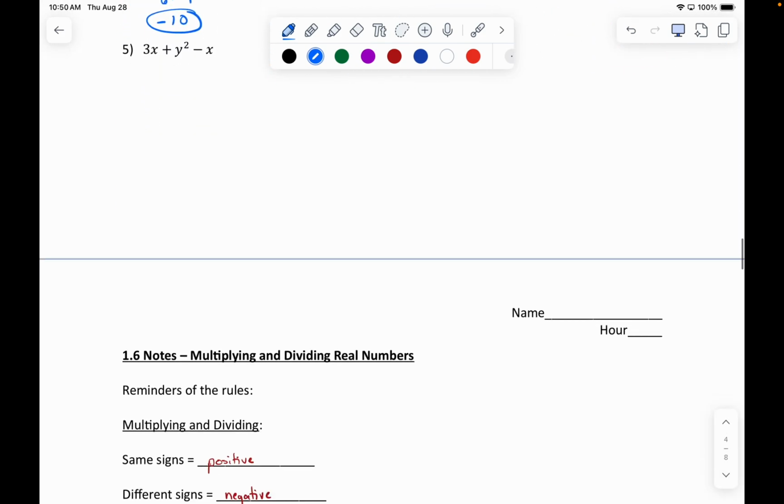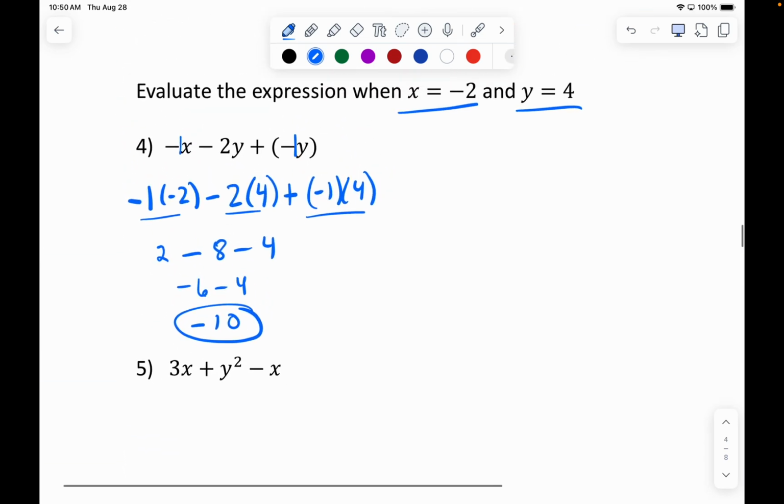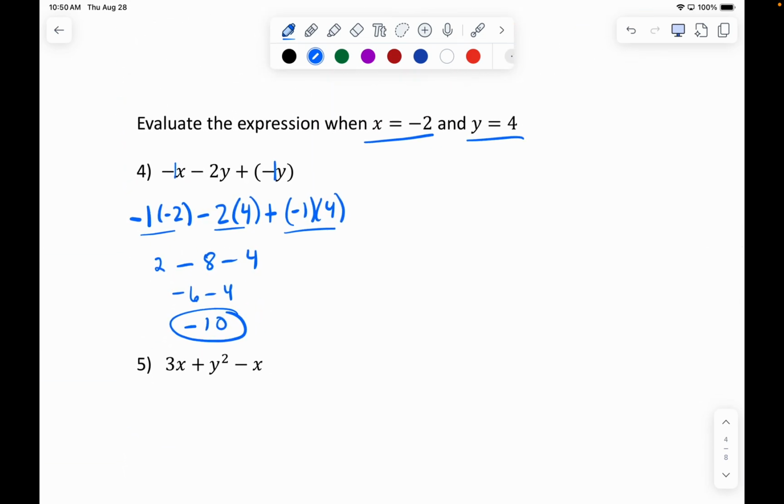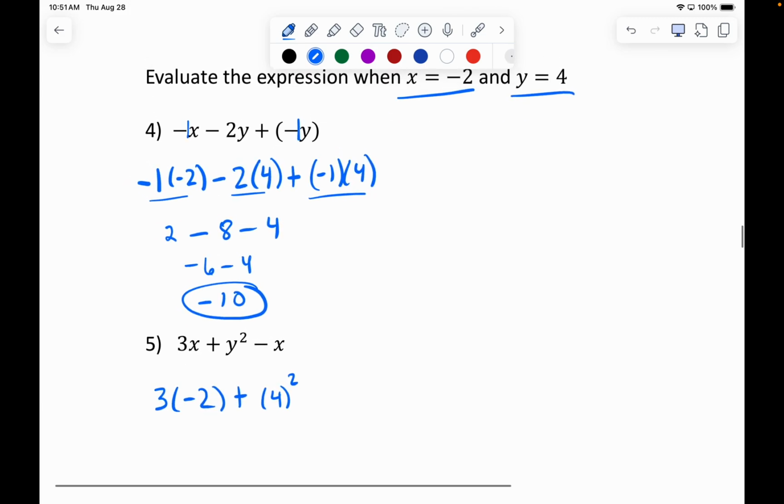Okay, and then last one, yes, last problem. 3x plus y to the second power minus x. So 3x is 3 times -2, plus y, which is 4 squared. Anytime I have a number or a variable that has an exponent on it like that, and I'm putting a number in for it, I always put the number in parentheses and put the exponent on the outside. Just good practice. Does it matter for this particular problem? No. If you don't put the parentheses on it, it'll still come out fine, but that can affect the answer if you don't do that every time, especially when those numbers happen to be negative.